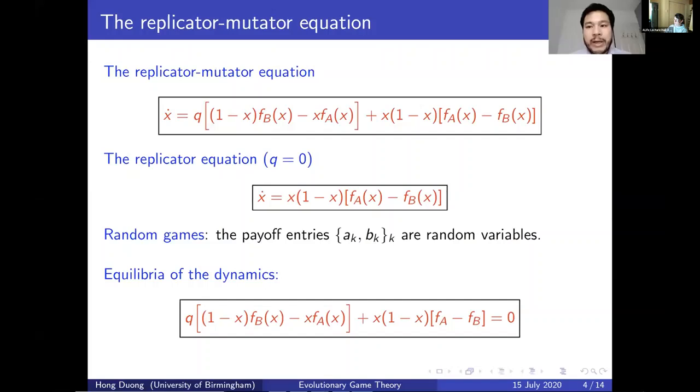We are interested in random games where the payoff entries a_k and b_k are random variables. Random games are important when modeling systems that have uncertainty. For example, there is not enough information, or when the environment changes quickly, so that the payoff entries cannot be assigned deterministically. We are interested in equilibrium points of the system. Equilibrium points are those points that make the right-hand side become 0. So the last equation in the slide.